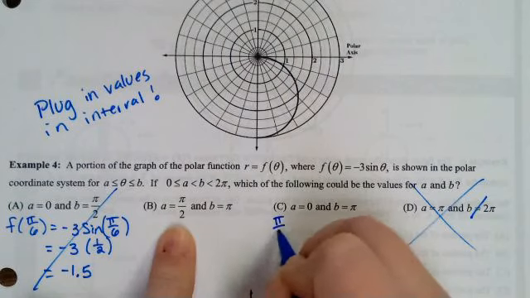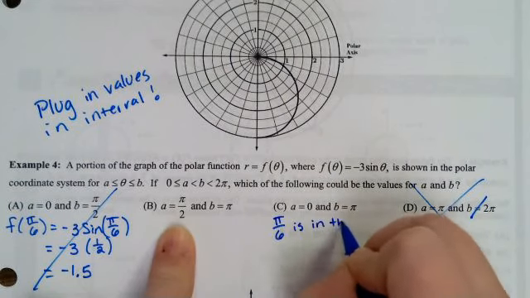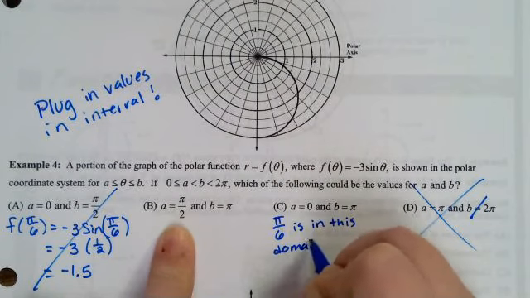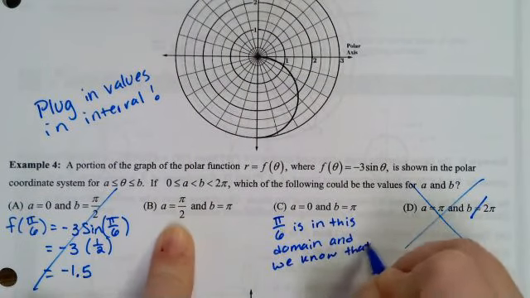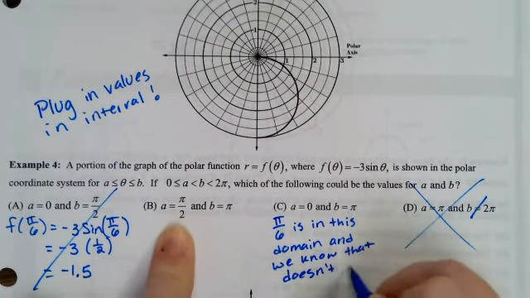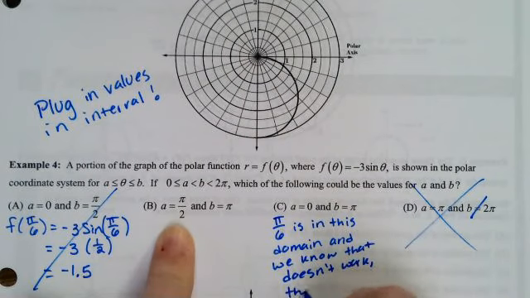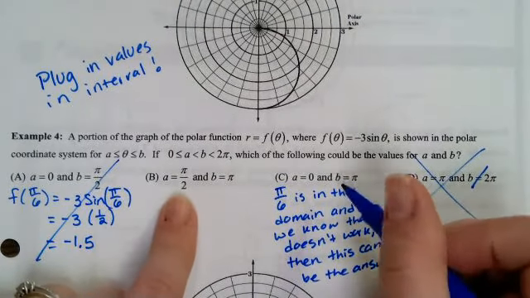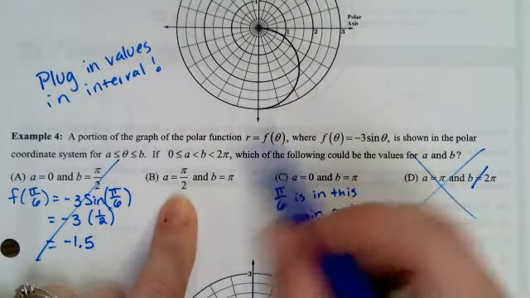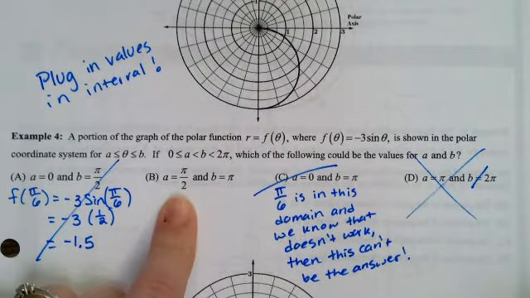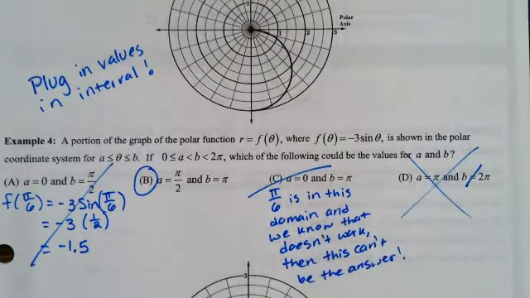So since pi over 6 is in this domain, and we know that doesn't work, then this can't be the answer. Okay, so you're going to be able to narrow this one out because of the fact that we know pi over 6 didn't work. Pi over 6 was in this domain, and because that didn't work out for us, then that cannot be an answer, which leaves me with B, by process of elimination.